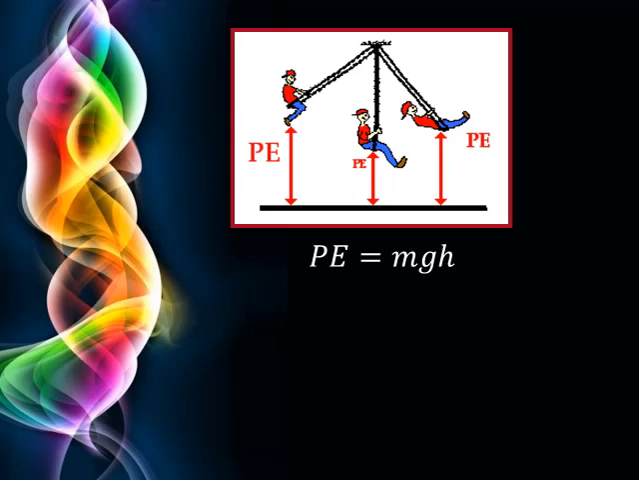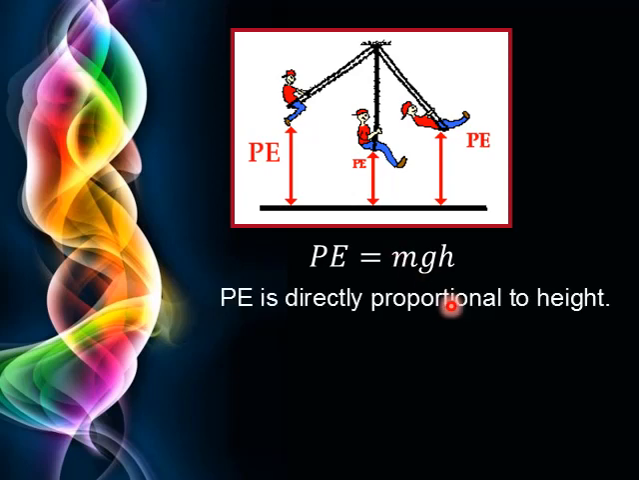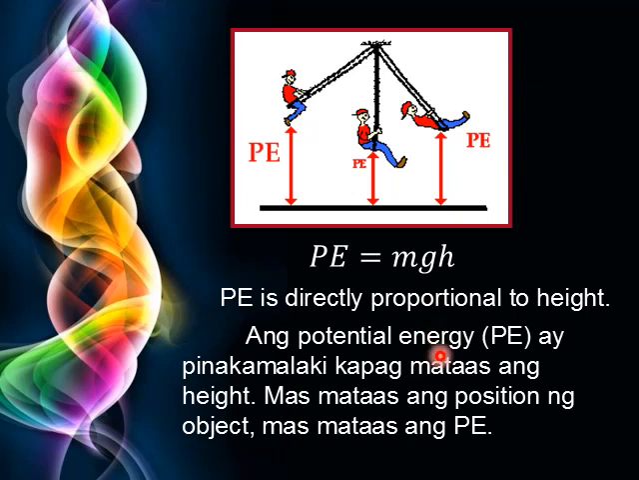Okay, so you have here, PE is equal to mgh. So, let's look at this study, ano? So, in this illustration, we can say that the PE is directly proportional to the height. So, ang potential energy ay pinakamalaki kapag mataas ang height ng object. So, kung mataas ang position ng object, mas mataas din ang PE.